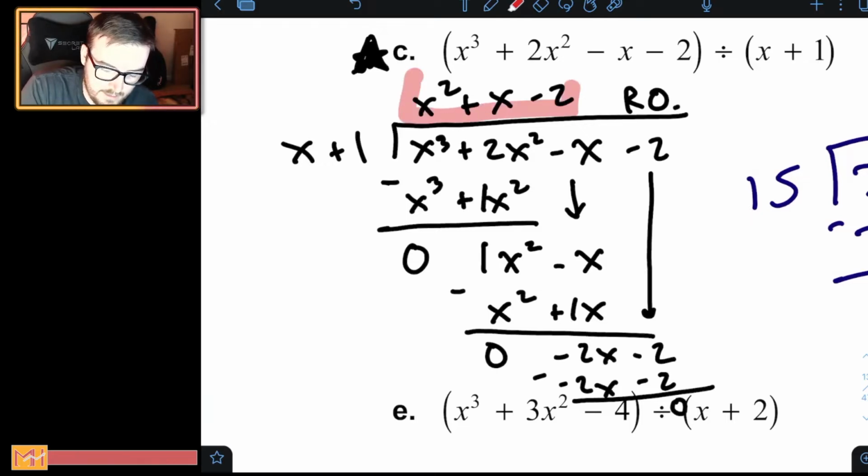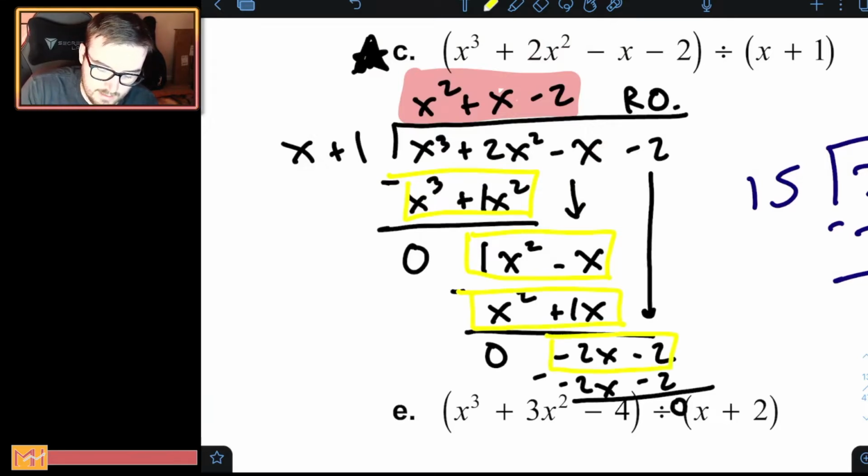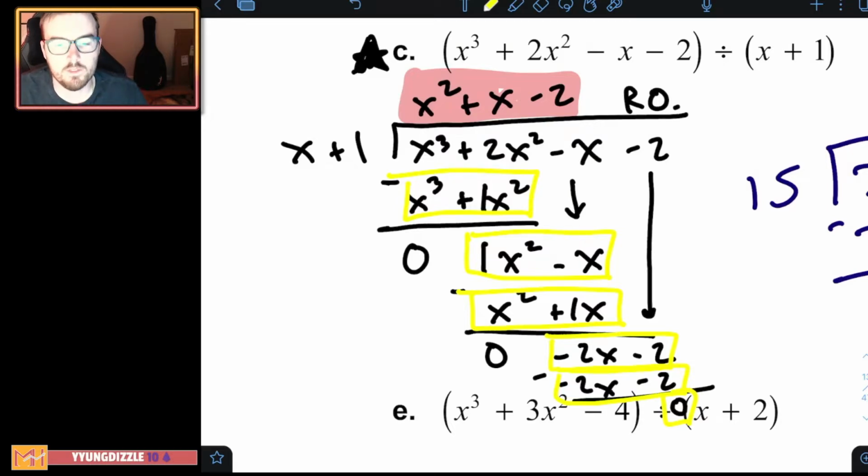This was my final answer, right? But I want to highlight the steps. We got this, which led to this. Then we got this, which led to this. Then we got the same thing and got a remainder of 0. So why am I bringing this up? I know this is a bit convoluted to express via video, and if I was in person, maybe it would be a little bit better.